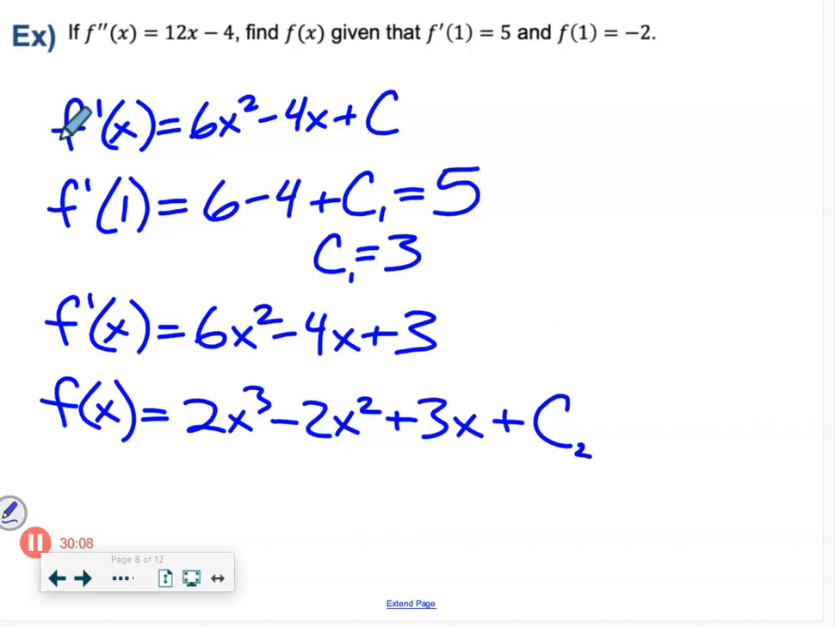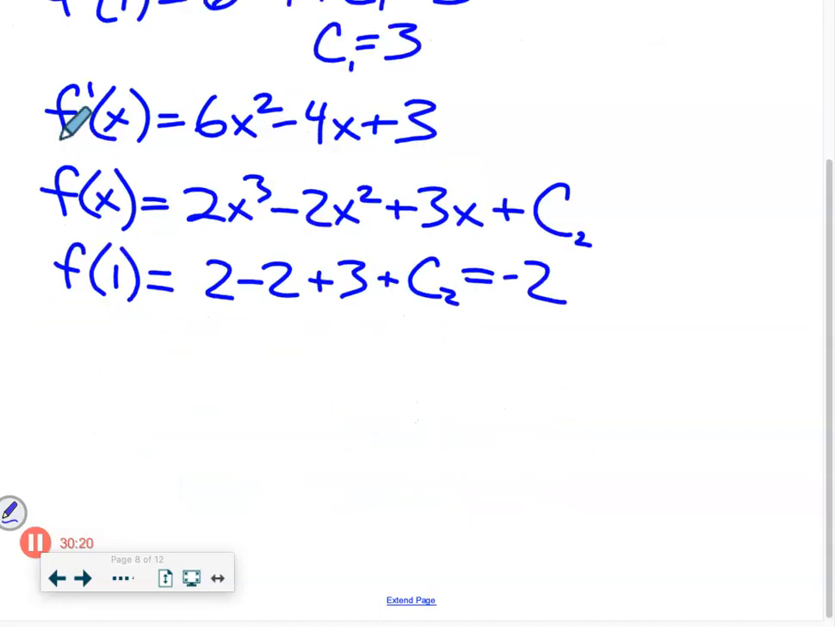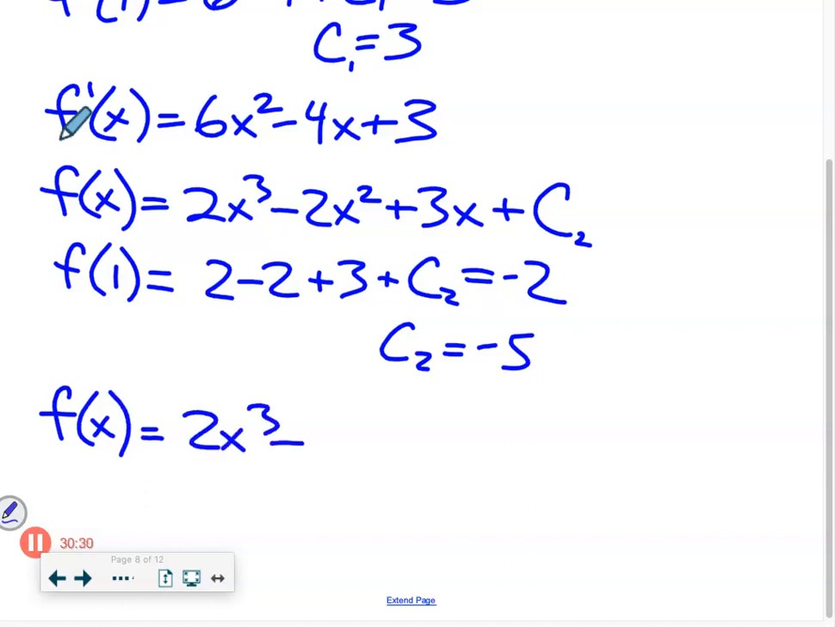All right, so f of 1, which is 2 minus 2 plus 3 plus our second unknown constant, has to equal negative 2. So C sub 2 equals negative 5. So our final function is 2x cubed minus 2x squared plus 3x minus 5. How many of you guys got that whole thing? Way to go. Fantastic.